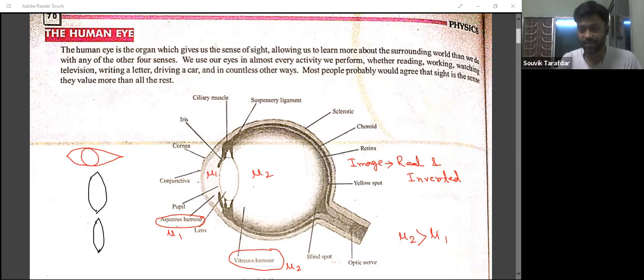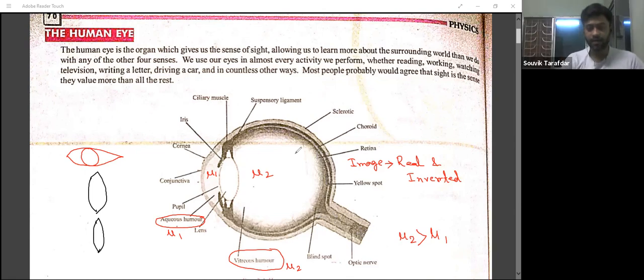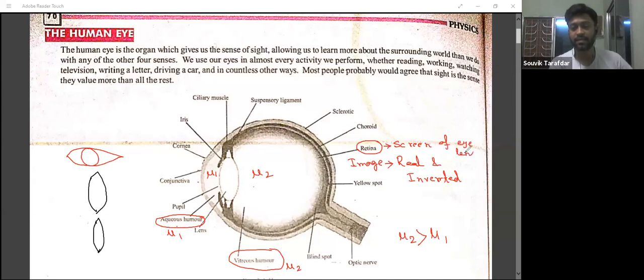Understood? Okay. So that is the reason that the refractive index of vitreous humor is higher than that of aqueous humor. Understood? So this was the aqueous humor and vitreous humor. I also told you about the retina. The retina is used as the screen. You can say it is the screen of the eye lens. Understood?